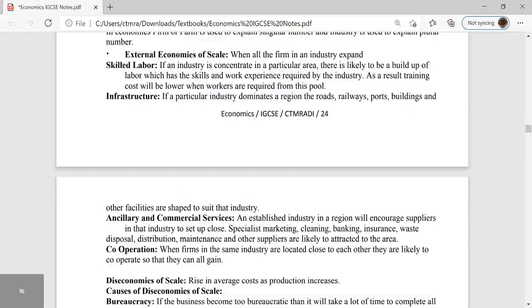Next, we have infrastructure. Infrastructure development means roads, rails, ports, buildings. This will improve infrastructure as well as reduce the transportation cost and the time taken by the firms to transport goods, services, and raw materials. So this will again reduce the average cost.